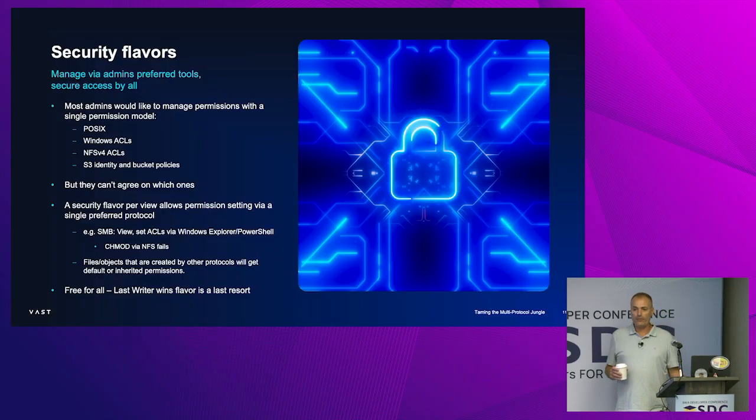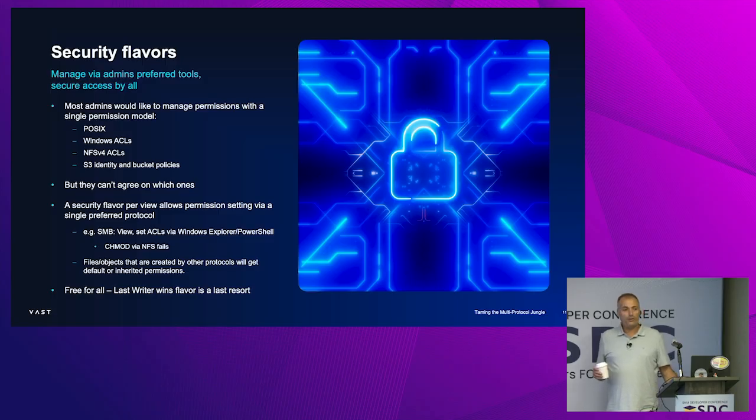Now, if you want, for example, to manage permissions for all protocols with NFS modbits, that's okay. You will create files from NFS and you can chmod them. But if you create a file from SMB, then you need to define default modbits for those files. And we will use those default modbits when you create a file from SMB or an S3 object. But if you try to set the ACL from SMB, then this operation will fail. And usually this is what the sysadmin wants.